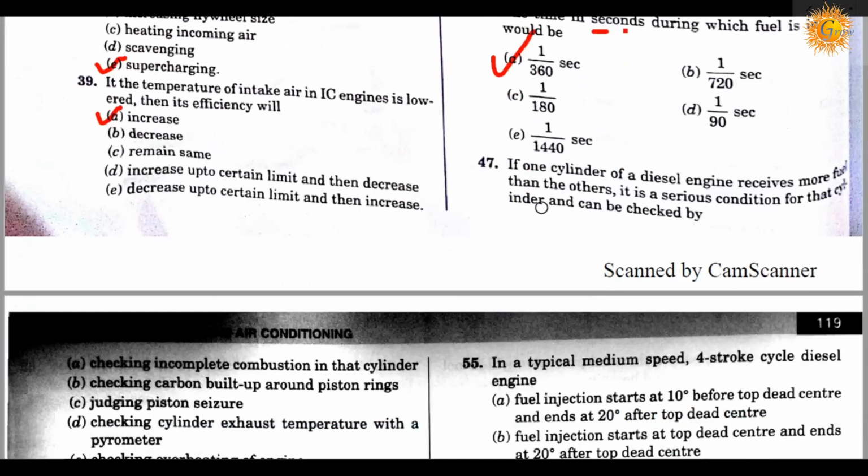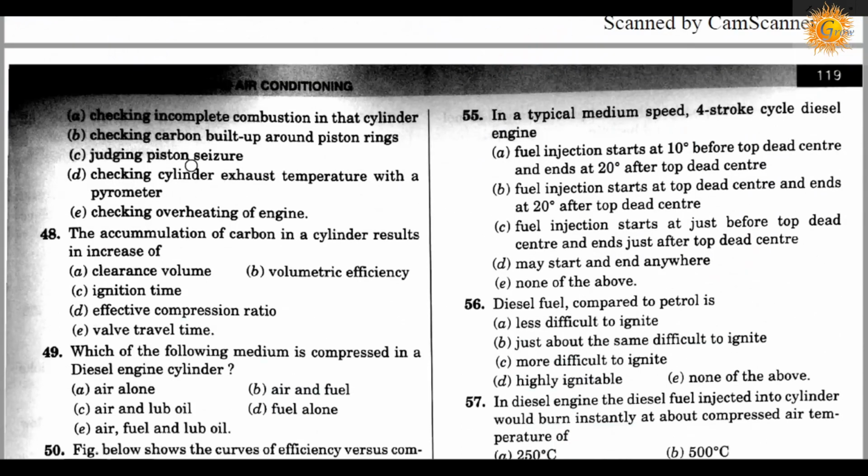Question number 47. If one cylinder of a diesel engine receives more fuel than the others, it is a serious condition for that cylinder and can be checked by: option A, checking incomplete combustion in that cylinder; option B, checking carbon buildup around piston rings; option C, judging piston seizure; option D, checking cylinder exhaust temperature with a pyrometer; option E, checking overheating of engine. So the correct answer is D, checking cylinder exhaust temperature with a pyrometer.